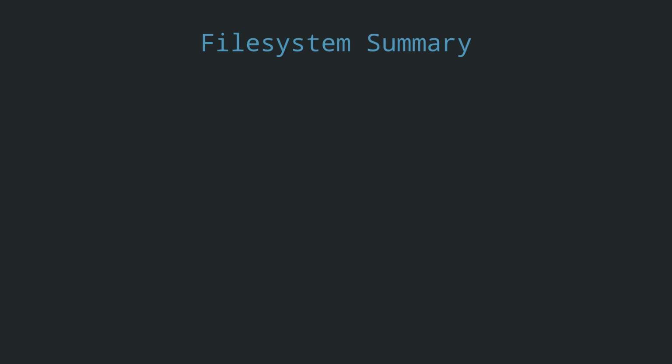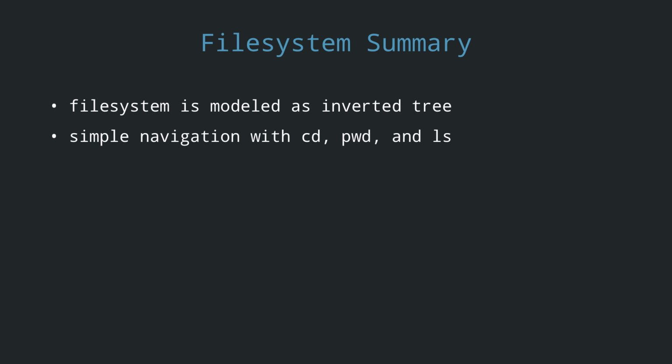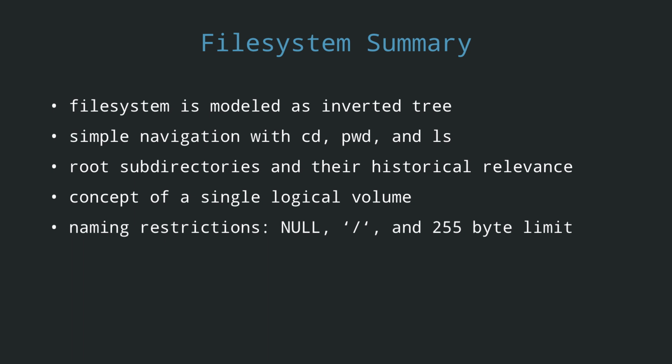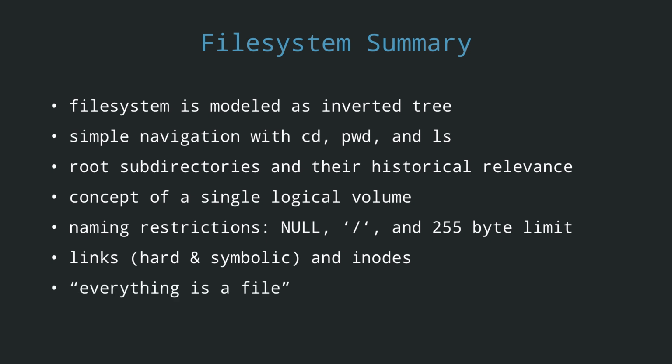Wow, that was a lot to cover. We went from the basics of describing the Linux file system as an inverted tree, and you learned how to navigate it. Then we looked at the root subdirectory and a bit of history of why they're structured that way. We mounted a partition to demonstrate the concept of the single logical volume. Learned that the maximum file name size is 255 bytes. And after all that, the difference between a hard and symbolic link and which one you should use. And then we touched on the concept of everything as a file.